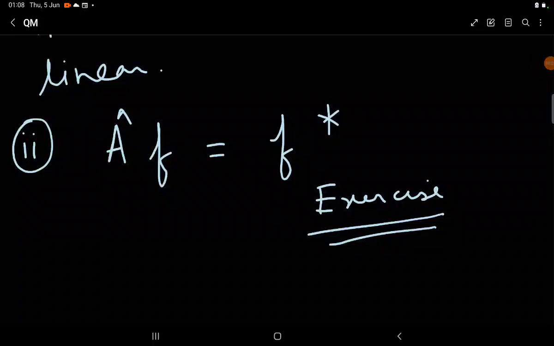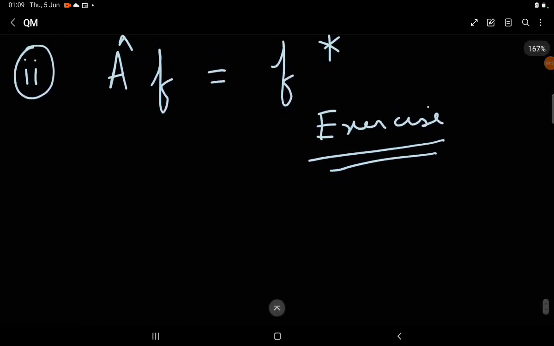So we will be continuing today our discussion on operators. And in the last video, I left you with an exercise to confirm the linearity of the operator as defined like this. This is the complex conjugate operator. It is the operator which accepts a function f and converts it to its complex conjugate.